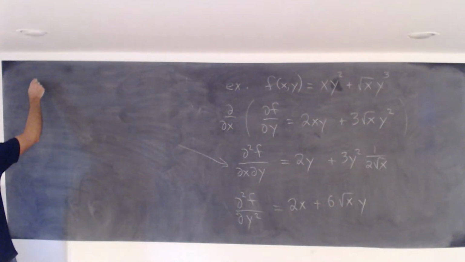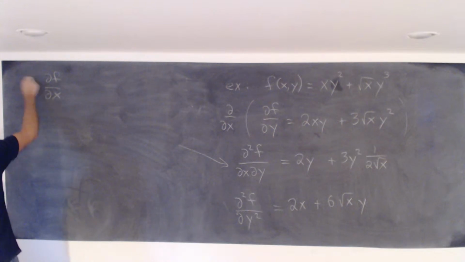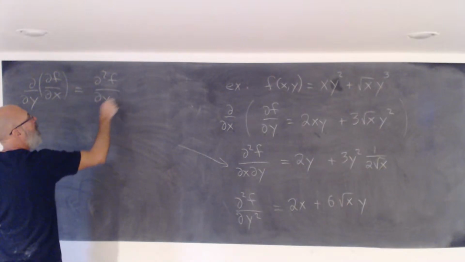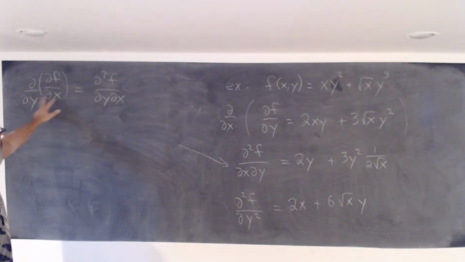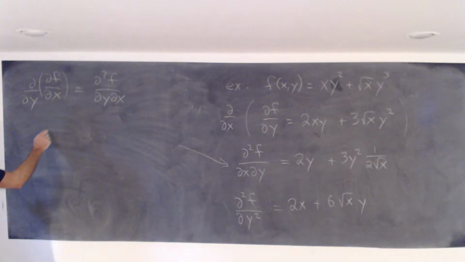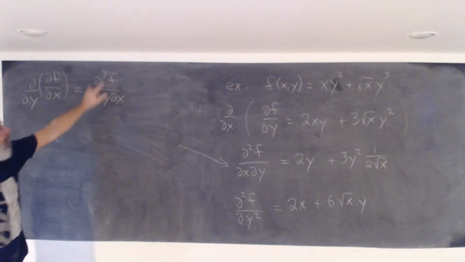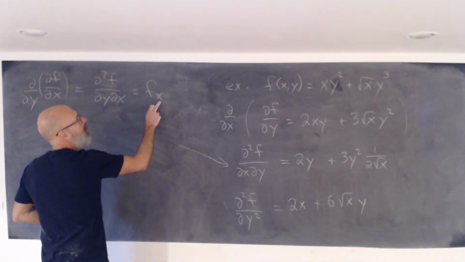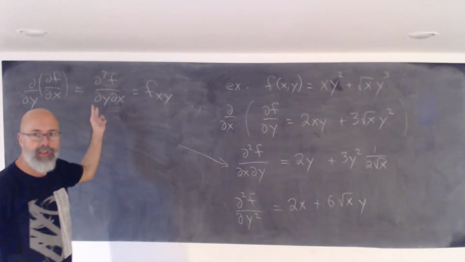We've introduced notation, right? If you have df dx, and you differentiate the whole thing with respect to y, you get d squared f by dy dx. It's understood that you differentiate with respect to x first and then with respect to y. But in the fx notation, this is the same as that. If you want to illustrate the second derivative where you differentiate with respect to x first and then y, it's actually the opposite.